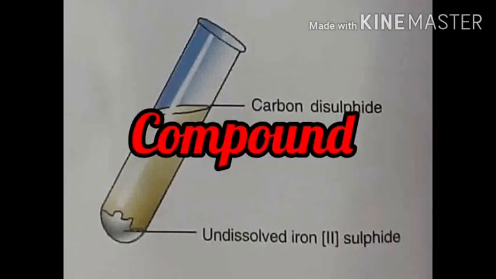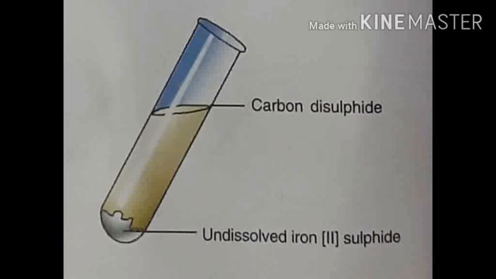But when the same organic solvent, that is carbon disulfide, is added to the compound iron sulfide, then no visual change is observed. This indicates that the compound is insoluble. That means it remains undissolved in carbon disulfide.